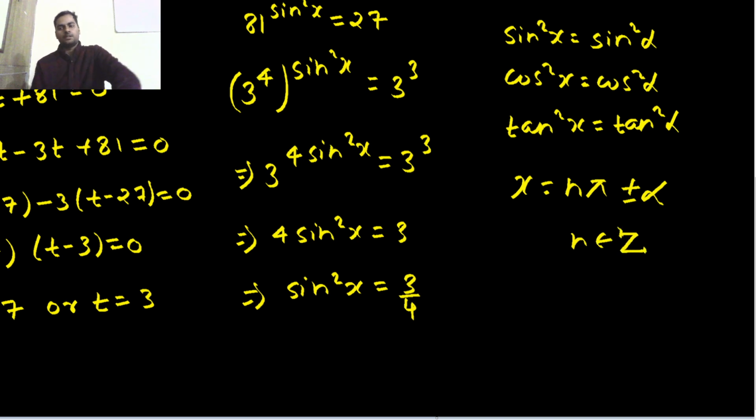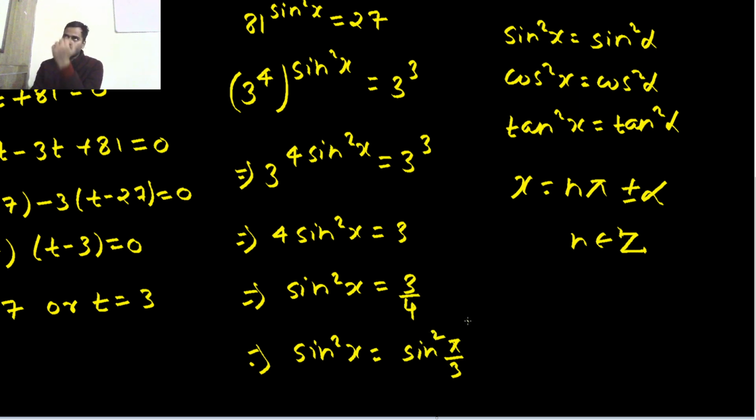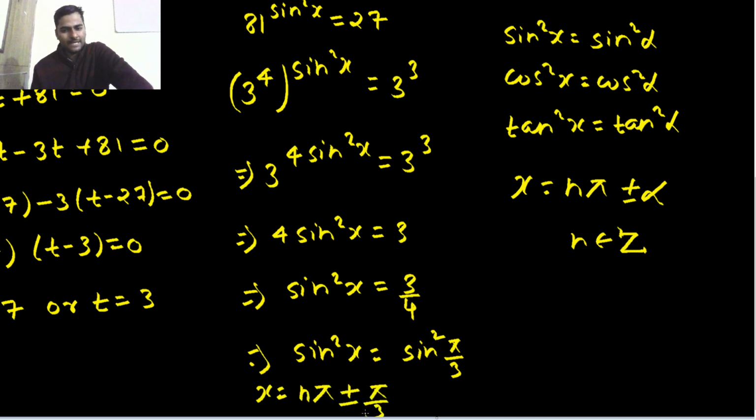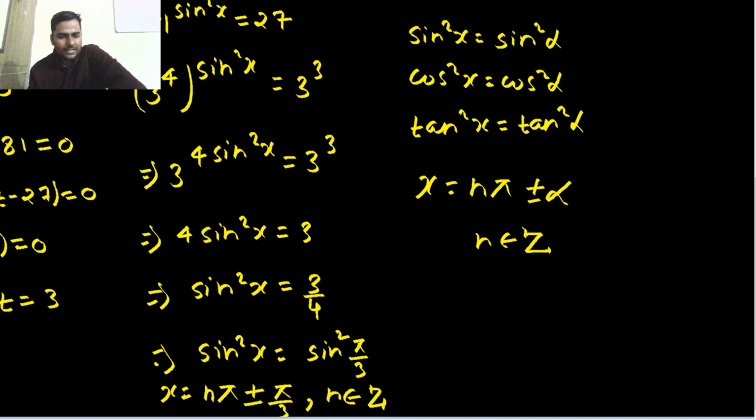Okay. So can I write this as sin²x equals sin²(pi by 3)? Sin pi by 3 is root 3 by 2. Root 3 by 2 square is 3 by 4. From here you can say x equals n pi plus minus pi by 3. Obviously n should be from the set of integers. So you have got one set of values for x.